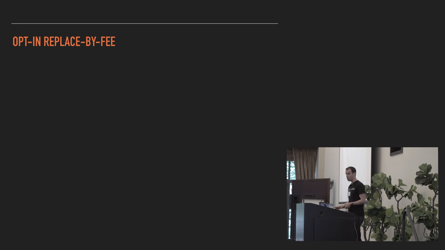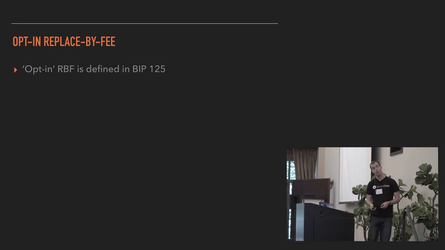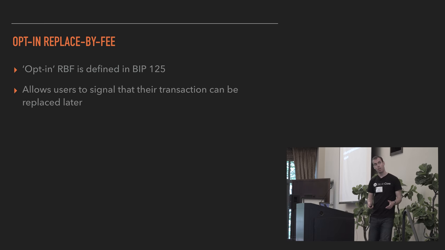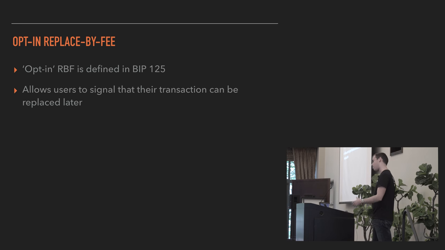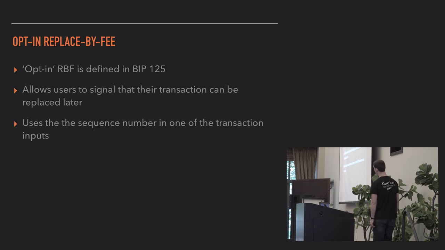So in BIP 125, we implemented this new feature called opt-in replace by fee. And that's saying, I'm sending this transaction, but I'm going to allow it to be replaced later by a higher paying fee, right? It's basically allowing a double spend of your transaction or a replacement of your transaction to get into the mempool, but it's opt-in, right? You signal that you're going to allow it. And you opt in using the sequence number in one of the transaction inputs.